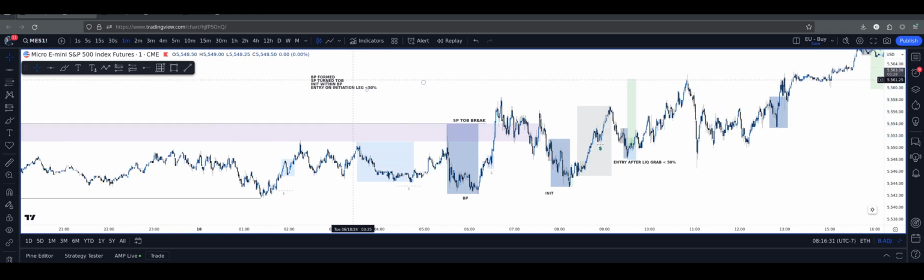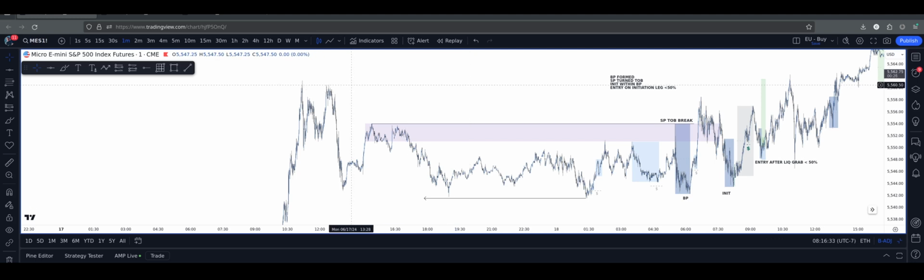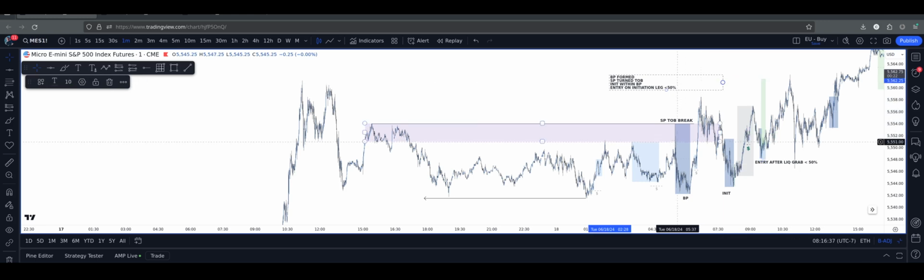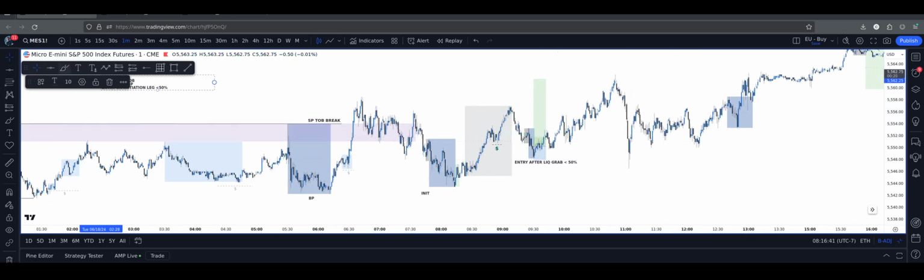Went for a 5R, literally just went for a break of structure up here, and that was my target. I wasn't looking to be greedy. Okay. Then price comes up, I get taken out, boom, perfectly, and then almost immediately it slams down here.